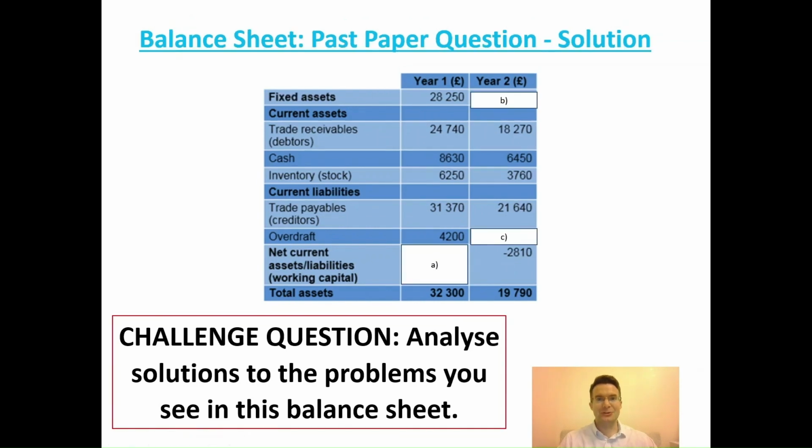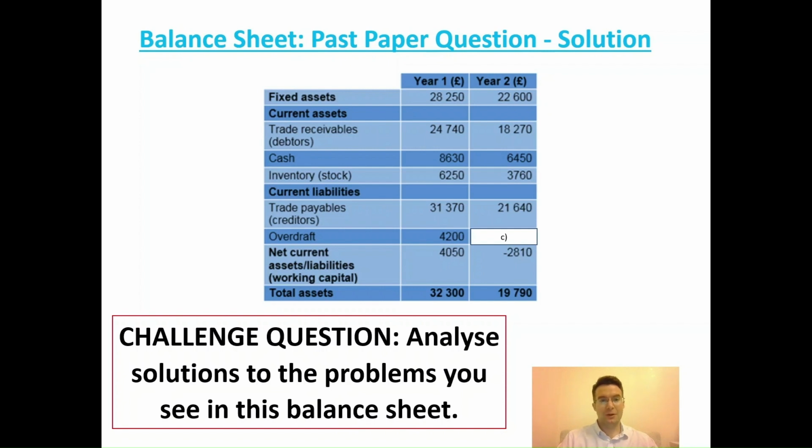So, what are the solutions then? Once again, we know how to calculate working capital by taking away current liabilities from current assets. The working capital figure is 4,050. B, the fixed assets, once again, we can work in reverse. Total assets plus, well, it would be a minus in this case, but plus 2,810 will work backwards and give us our fixed assets of 22,600.